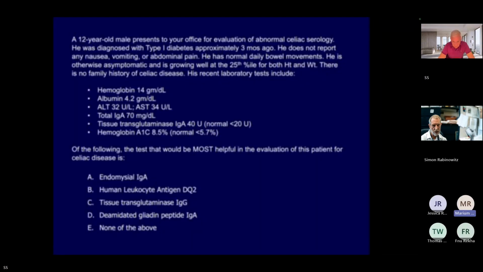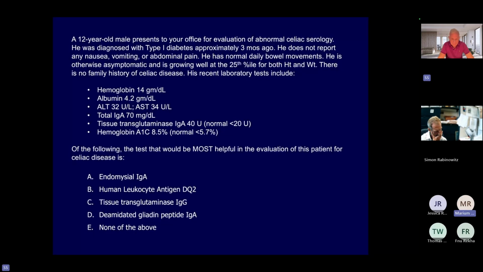It's 40, HbA1c 8.5. Of the following, the test that would be most helpful in the evaluation of the patient for celiac disease is: endomysial IgA, human leukocyte antigen, tissue transglutaminase, deamidated gliadin peptide IgA, none of the above. So the most helpful would be... give me a guess.